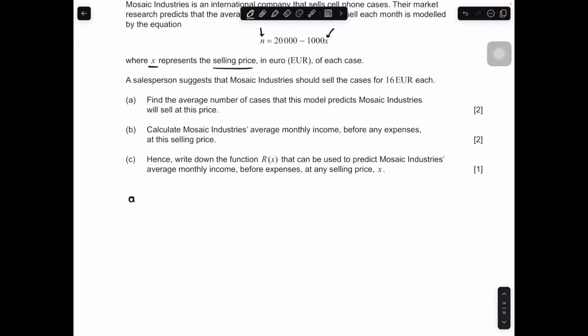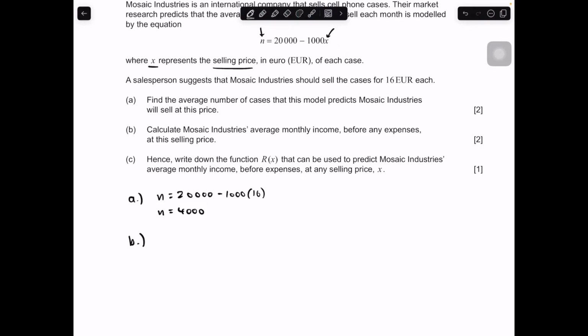A salesperson suggests that Mosaic Industries should sell their cases for 16 euros each. Find the average number of cases this model predicts Mosaic Industries will sell. So let's work this out. The number of cases is given by 20,000 minus 1,000 times the price per case. So this looks like just an input-output kind of question. Our price per case was 16, so let's input that and see how many cases. This should give us 20,000 minus 16,000, which gives us 4,000 cases. Not too bad for a 2-mark question.